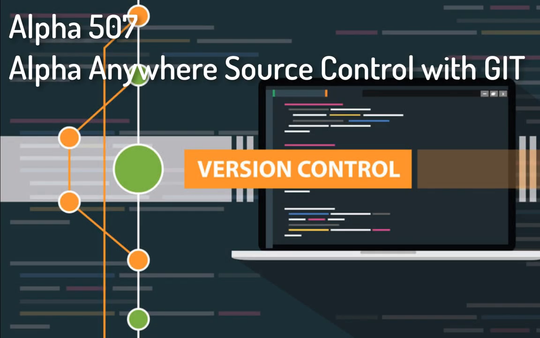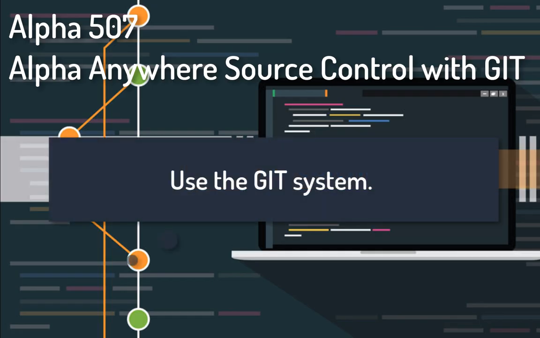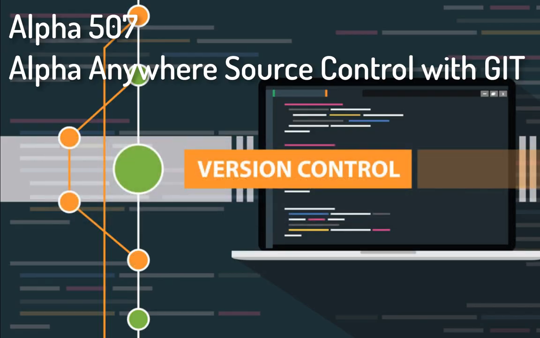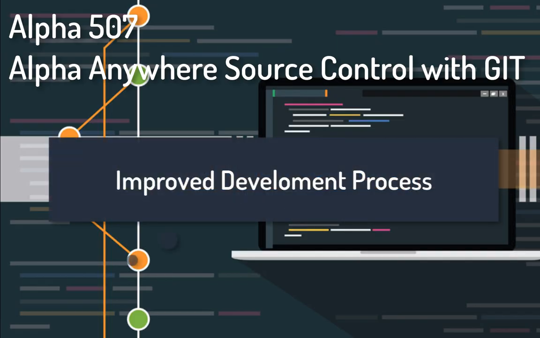Welcome to Alpha507, Alpha Anywhere Source Control with Git. In this course, you are going to learn how to install and use the Git version control system with the Alpha Anywhere application development environment. This industry standard system will help you take your Alpha Anywhere development process to the next level.